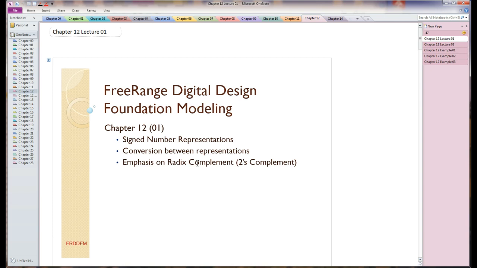We'll be looking at a couple different representations, but our emphasis is going to be on radix complement versions, which is commonly known as 2's complement. This is what everyone uses. The other versions are kind of learning tools at the very best.